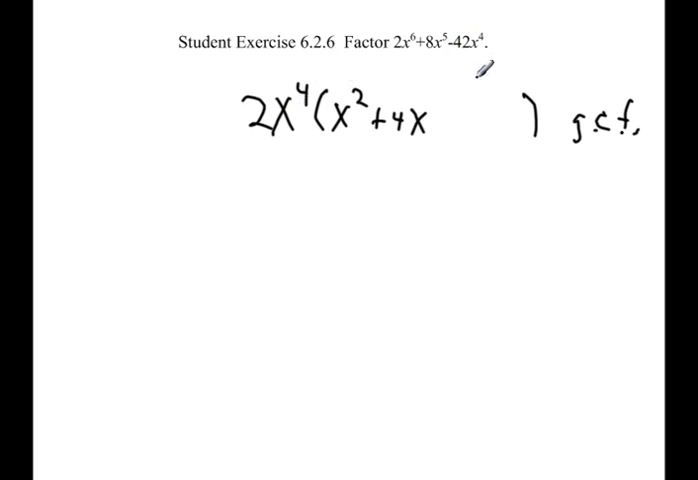All right, 2 times 21 is going to give you -42. We already have the x^4 in place. And so now we have it. 2x^4 is multiplied by x^2 + 4x - 21. That gives you the original problem. Now, carry down the greatest common factor, set it and forget it.